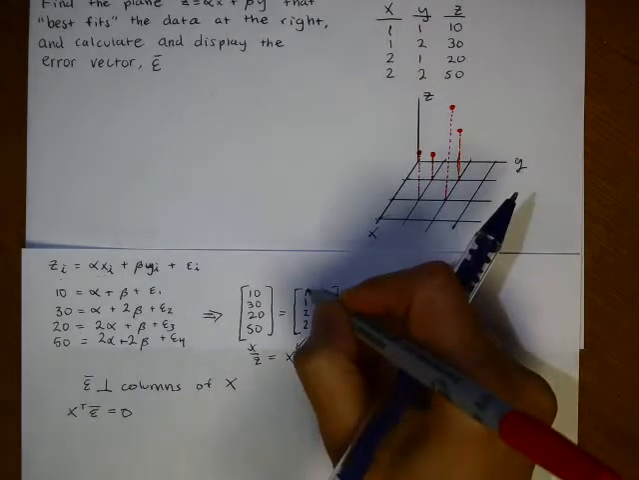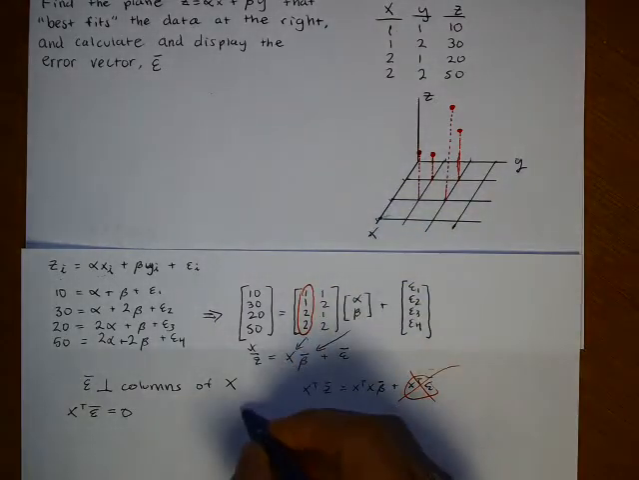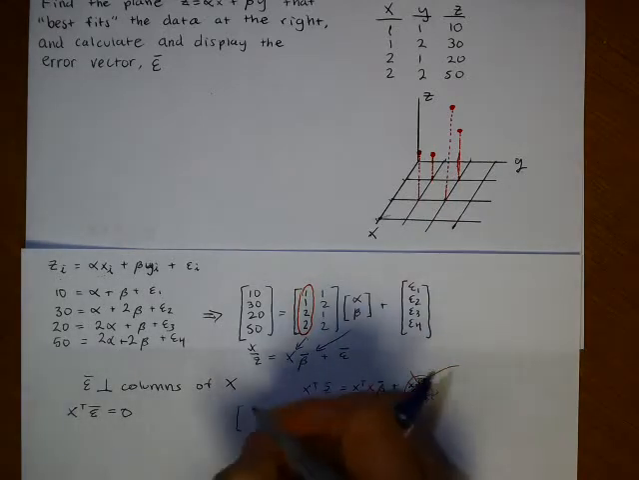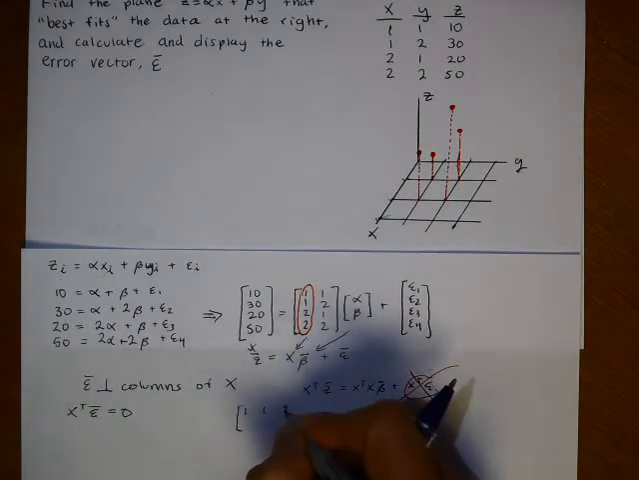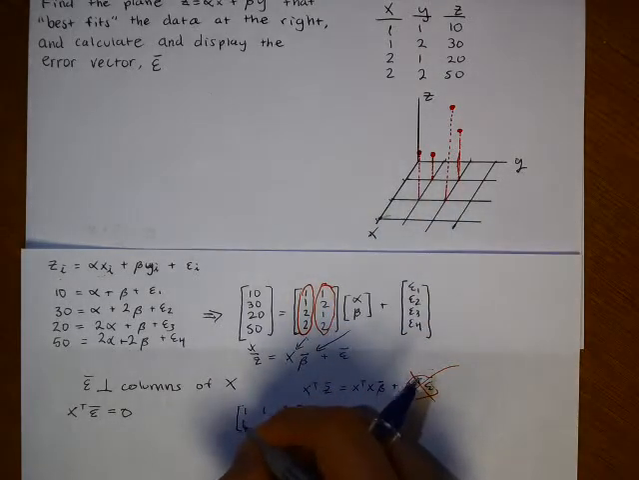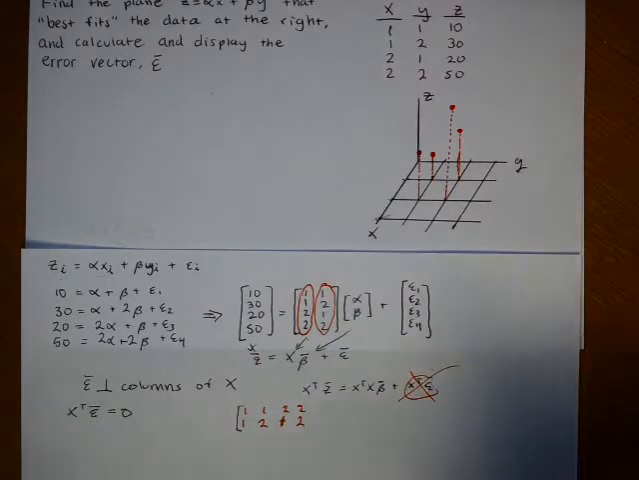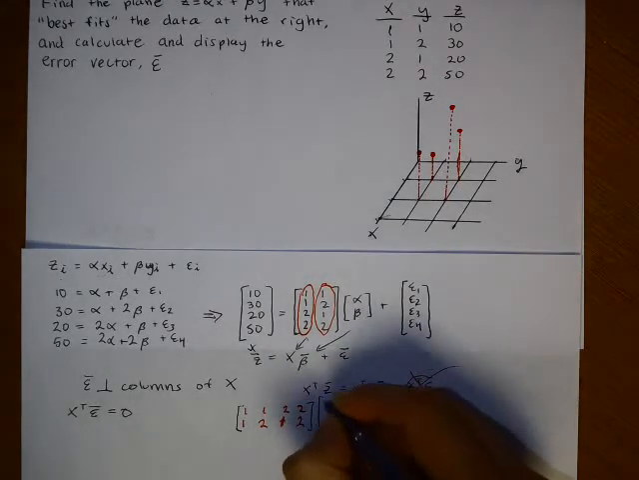To get our transpose matrix, what we do is we take the first column of our x matrix, and that becomes the first row of our transposed matrix. Then we take the next column, and that becomes the next row. And we're just going to multiply that by our z.